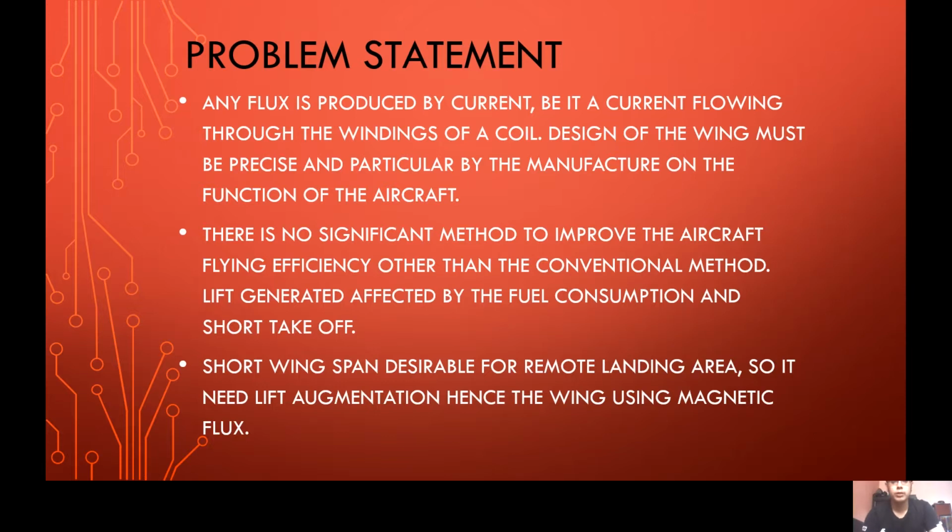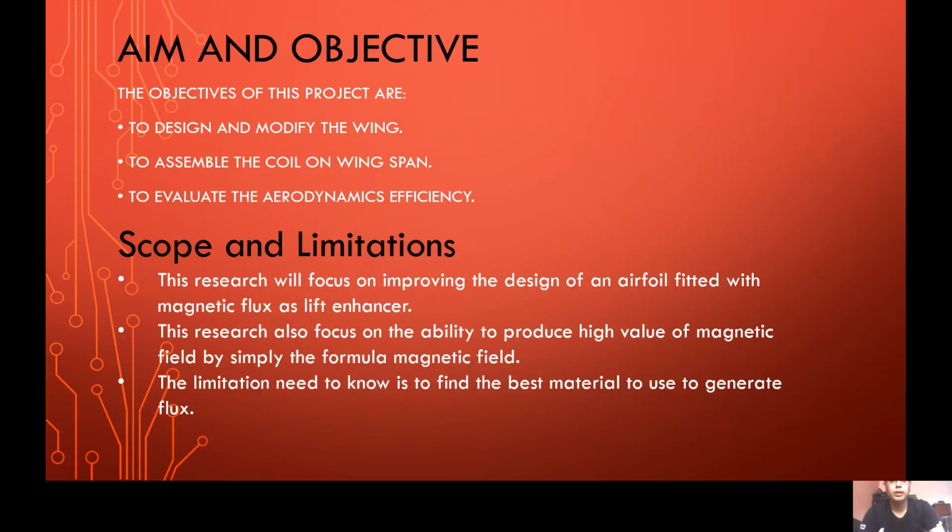Okay, next. Okay, this is my aim and objective. The objectives of this project are: number one, to design and modify the wing. Number two, to assemble the coil on the wingspan. Number three, to evaluate the aerodynamic efficiency.